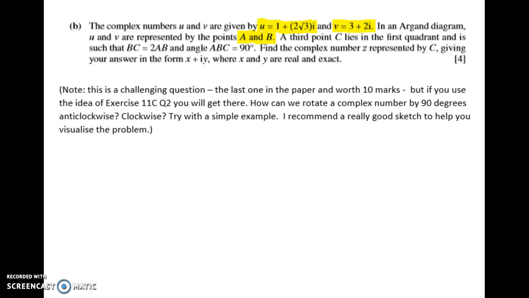And then we've got a third point, C, which lies in the first quadrant, and it's such that two conditions hold. BC is equal to 2AB, so from B to C is twice as long as from A to B, and the angle ABC is 90 degrees. So we have to find where that point is, and then we have to give our answer as a real and exact thing. So one person so far has managed to get there, but using their calculator.